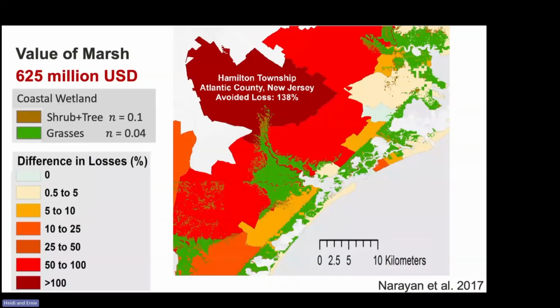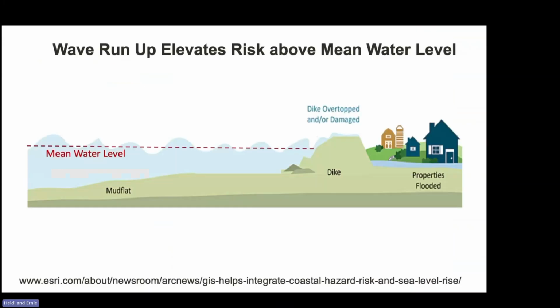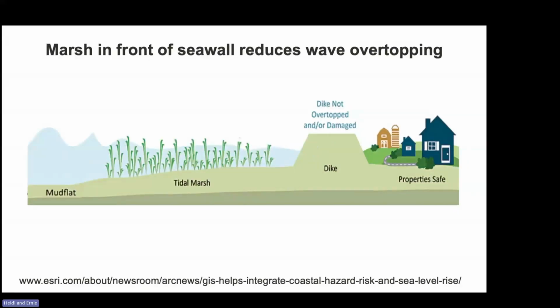I'll note that this study only considered the mean water elevation, but of course, waves can also contribute to flooding. So in this scenario, we have a dike which is protecting the coast. And if we only consider the mean water elevation, which is in the red dashed line, we would not predict overtopping. But in fact, if we include the waves, the wave run-up can generate overtopping and flooding. And this is where the marshes are very valuable, because the marshes can dissipate wave energy and therefore reduce wave-associated overtopping.